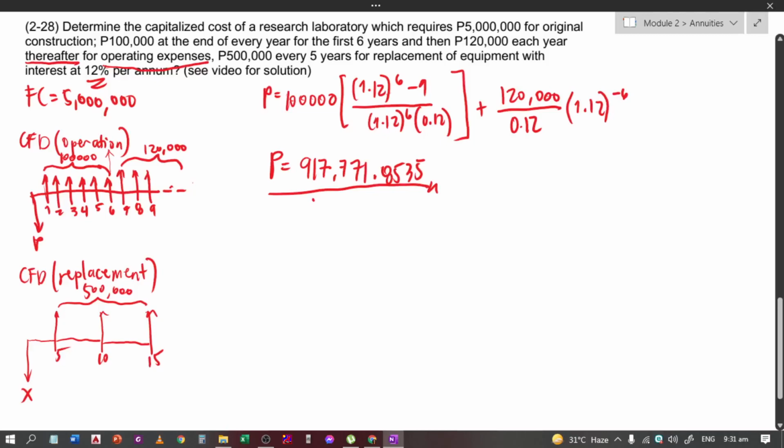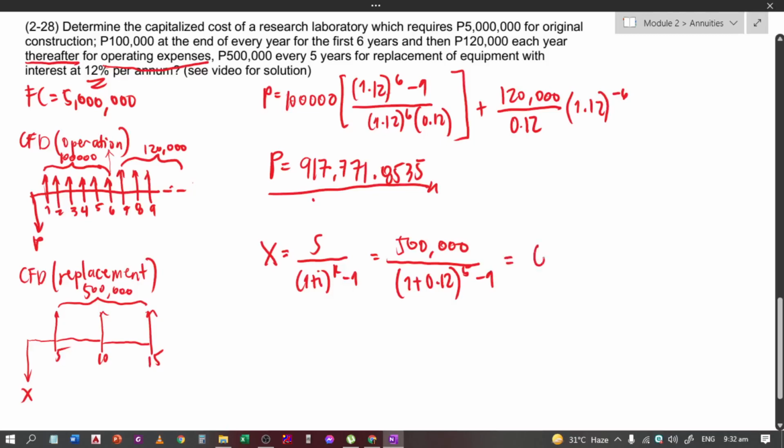Tapos, present worth naman ng replacement, so that is x. To solve for this, so that is S over (1 plus i) raised to k minus 1. Yung S ulit, ito nga, yung amount needed para dito, mag-replace ng equipment. So, that is 500,000 over (1 plus i, where i is 0.12) raised to k. Ang k ay every 5 years, so 5 minus 1. So, solving for x, so this is 655,873.8831.